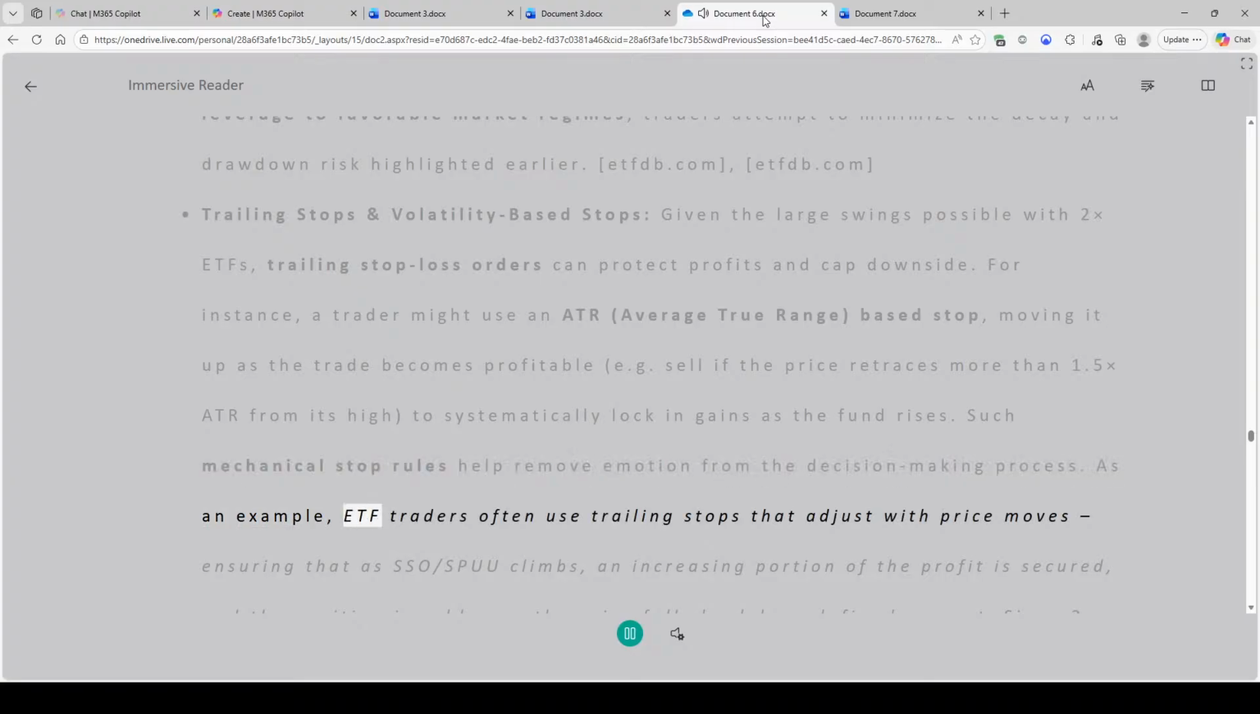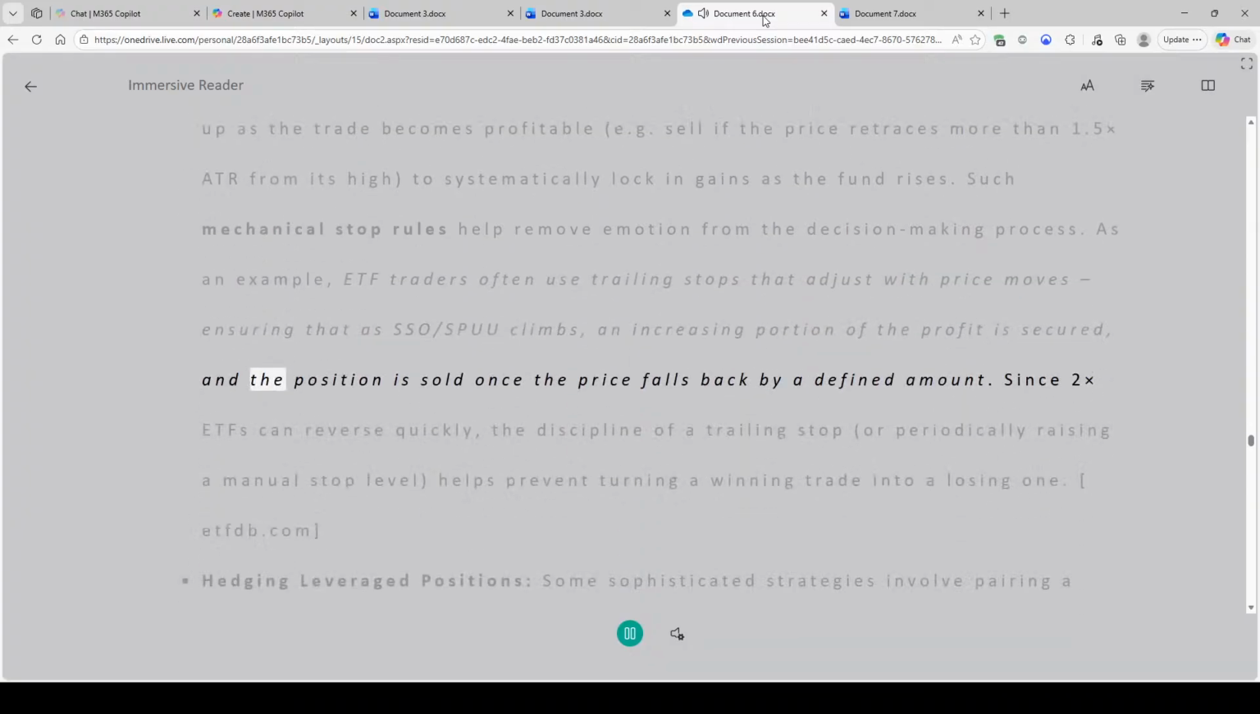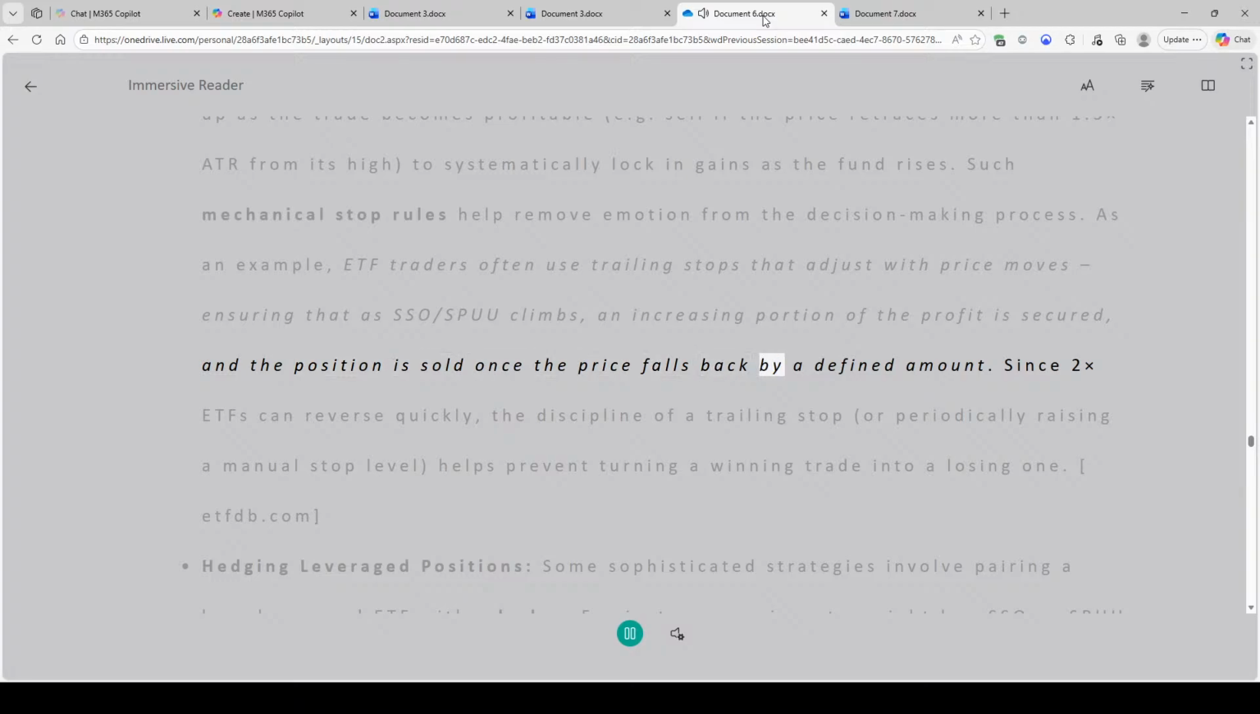As an example, ETF traders often use trailing stops that adjust with price moves, ensuring that as SSO/SPUU climbs, an increasing portion of the profit is secured, and the position is sold once the price falls back by a defined amount. Since 2x ETFs can reverse quickly, the discipline of a trailing stop, or periodically raising a manual stop level, helps prevent turning a winning trade into a losing one.